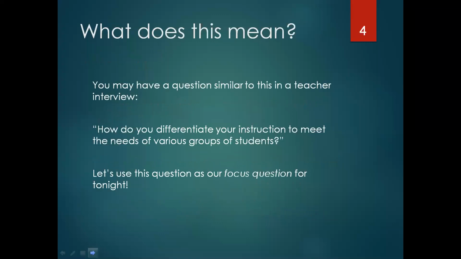Differentiating instruction, what does this mean? You're probably going to have an interview question very similar to this when you are interviewing for a teacher position. It might say, how do you differentiate your instruction to meet the needs of various groups of students? That's kind of going to be our focus question for tonight. So hopefully by the end of tonight's lecture, you'll have, obviously not a deep understanding of how to differentiate, but at least a broad understanding of what differentiation means and a couple of ways you can.